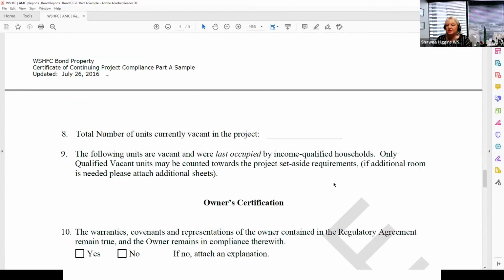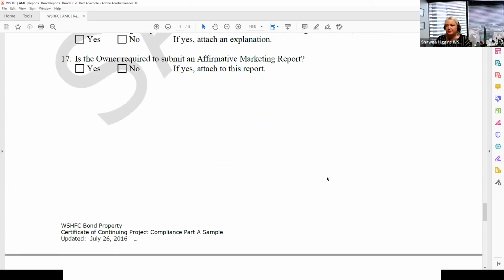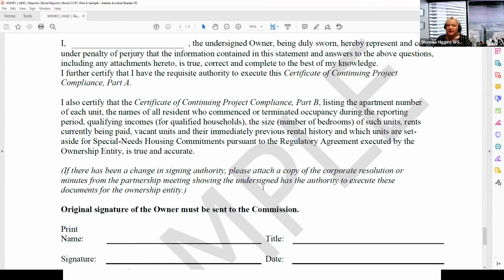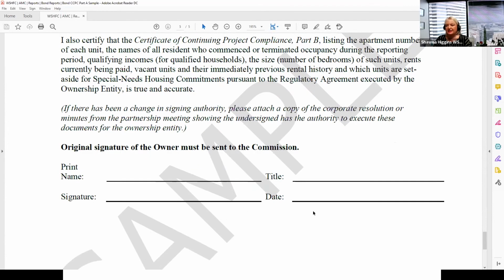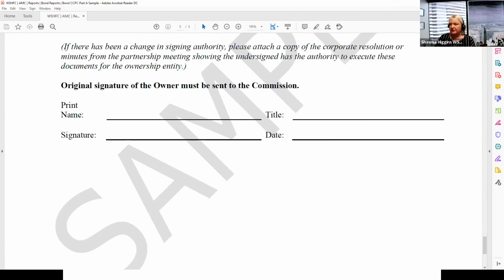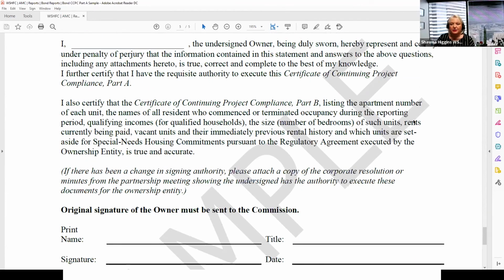All right, so pretty much the owner then goes through and answers all of these questions, and then they print their name here, and then they print one more time what their title is, and then they sign and date it. And then remember that the original comes to us here at the commission. Blue ink, please. Oh, that's a good point. Blue ink would be good. Are there any questions on this at all? Any clarification? Okay, well, we will go to the part B.